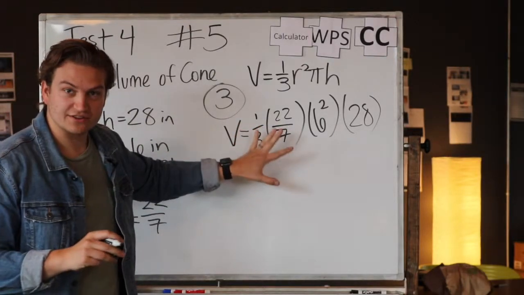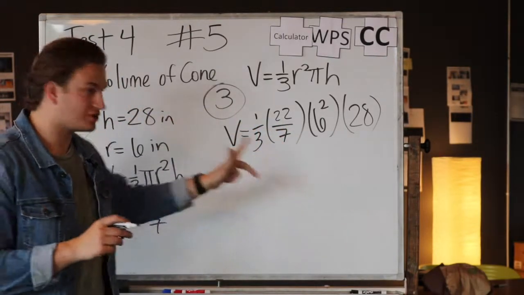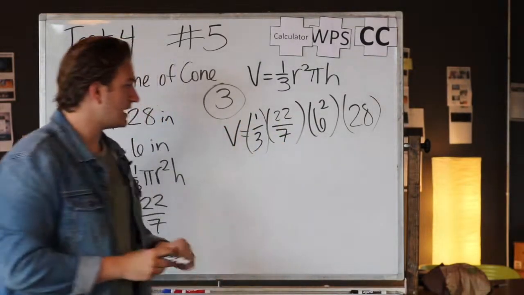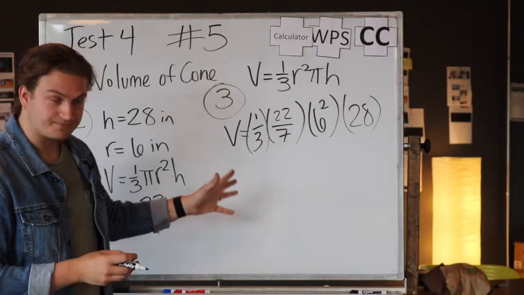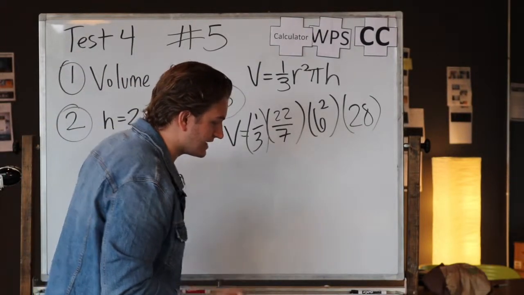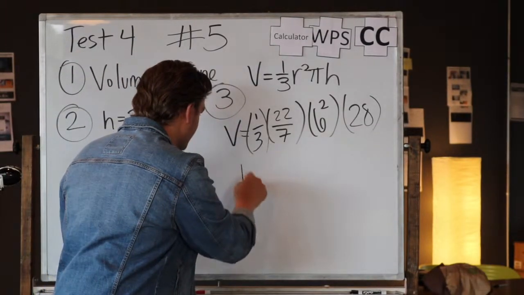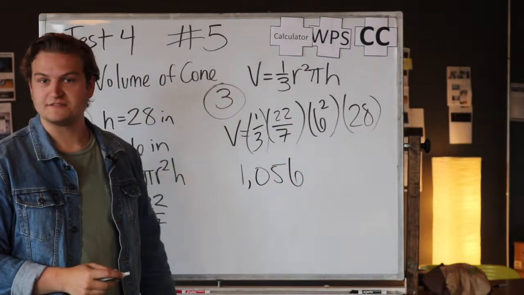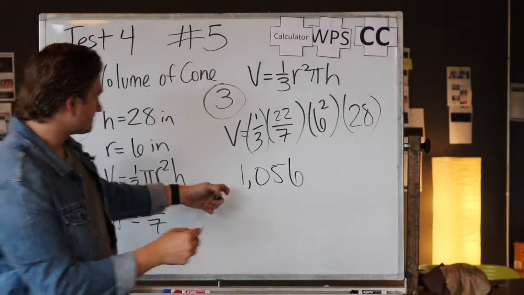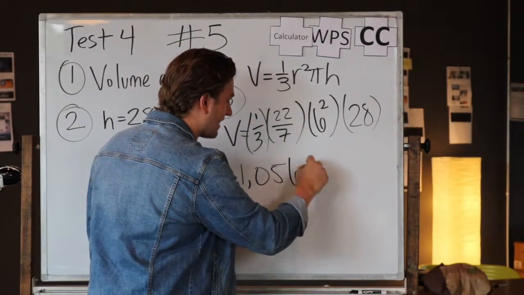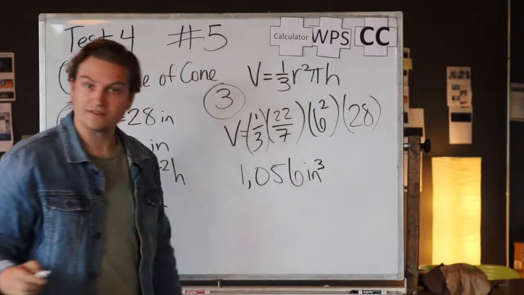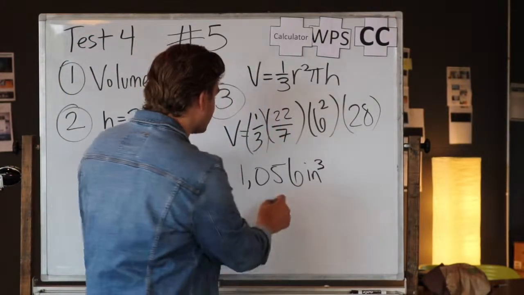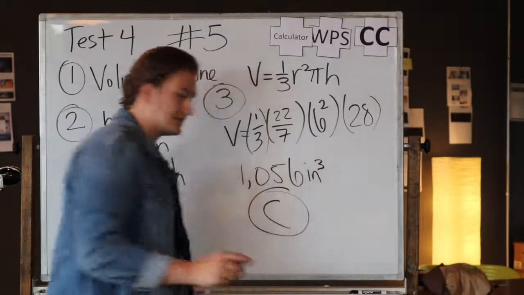No reason to try to do this by hand or in your head. Make sure you just type this into your calculator here. And when you do, and you hit enter on your calculator, it will display this number, 1,056. This means that the volume of our cone is 1,056 cubic inches, and that, my friends, is answer choice C.